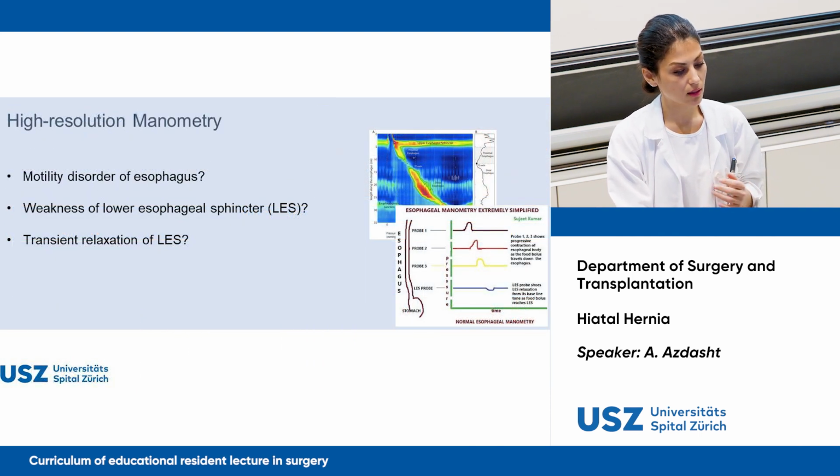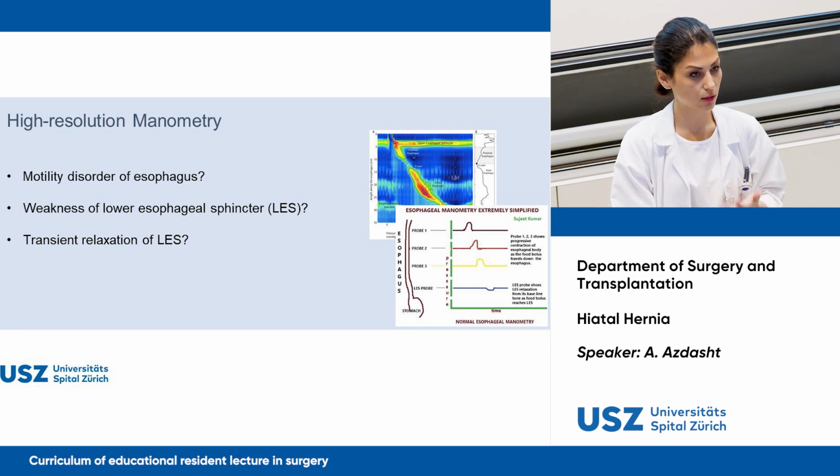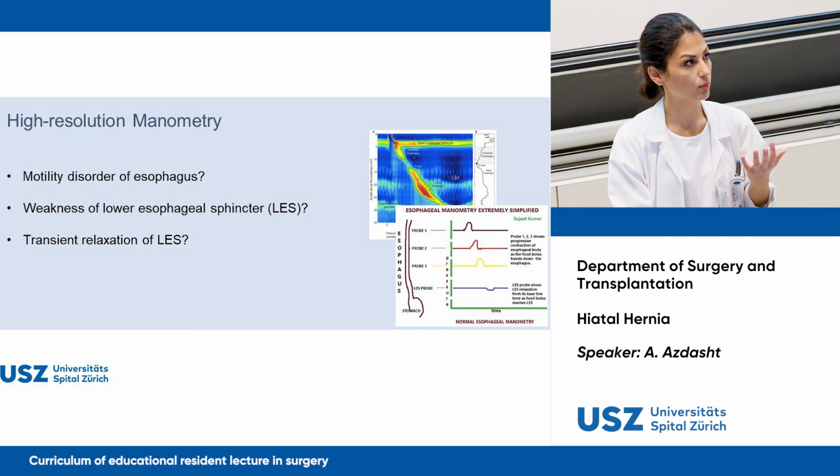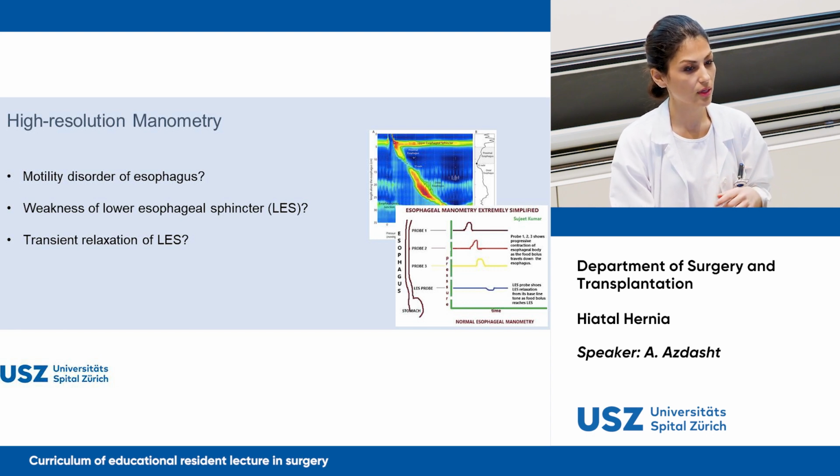As another diagnostic workup, we can do a high resolution manometry. And the questions that need to be answered here are, do we have a motility disorder in the esophagus? Is the lower esophageal sphincter weakened? Or do we find any transient relaxations of the lower esophageal sphincter?